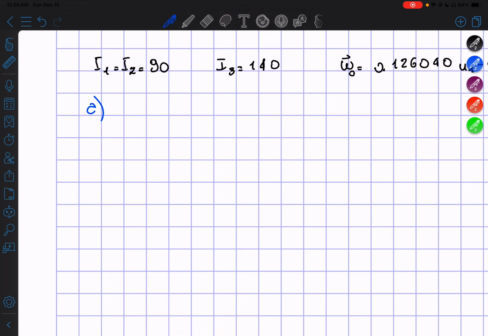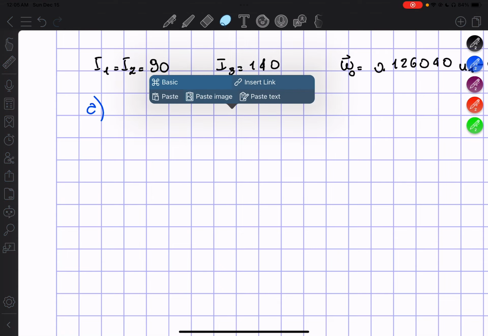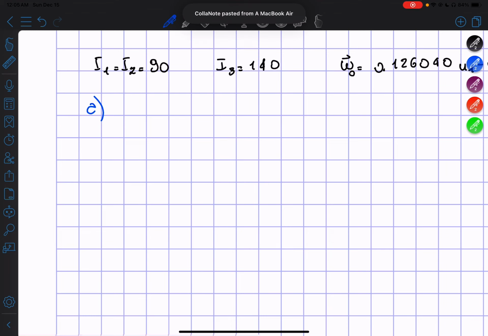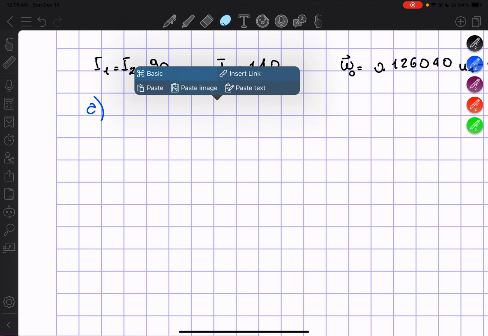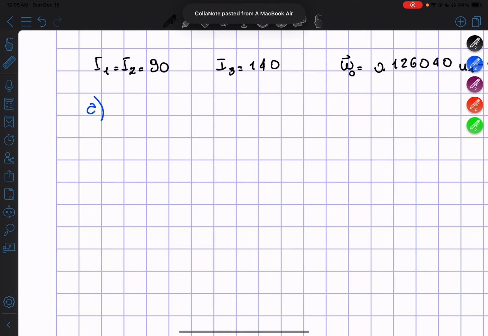Let me try again. Anyhow, meanwhile, the idea behind it is that we need to calculate if there's conservation of angular momentum. Okay, I don't understand why it's not wanting to do it, and I want to copy it and paste it on my. Okay, whatever. Anyhow, so we have our bulk values.